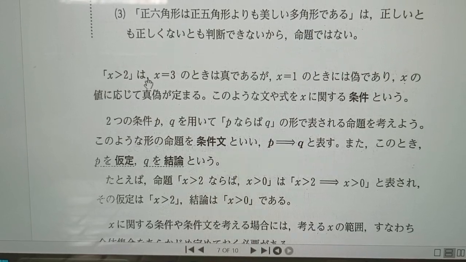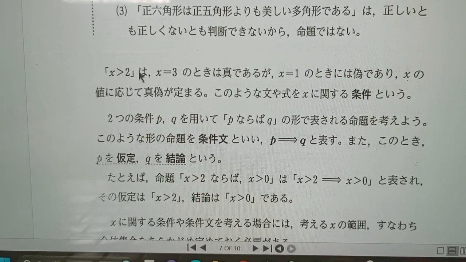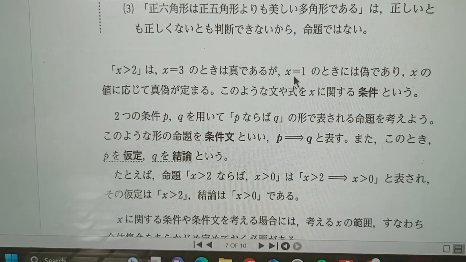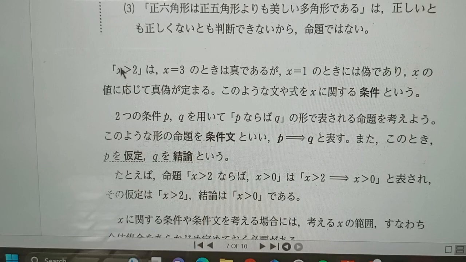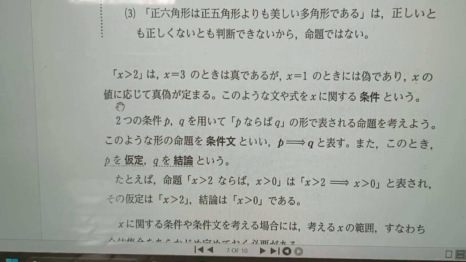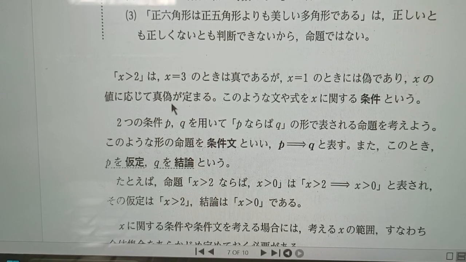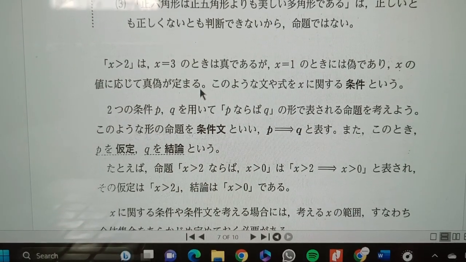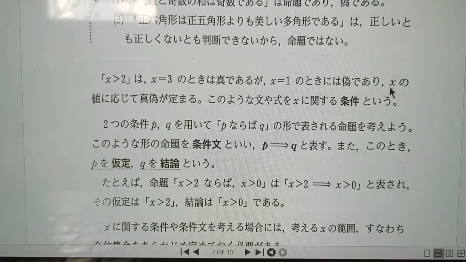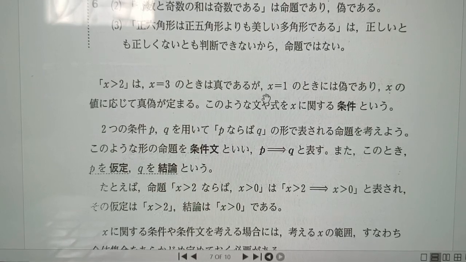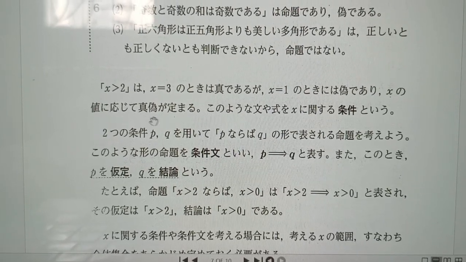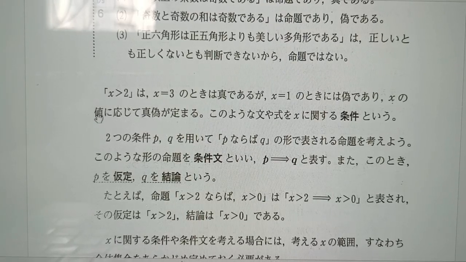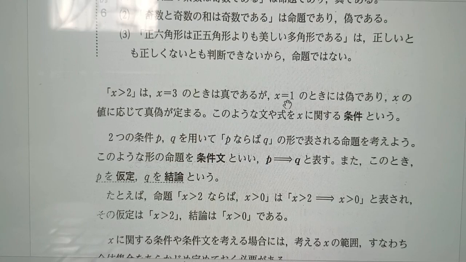Okay, x is bigger than 2. Wa x equal 3. The answer for x bigger than 2 is 3. Notoki shin de aru ga x equal 1. Notoki wa gi de ari. When x is 1, it is wrong because we need x to be bigger than 2. x の値に応じて真偽が定まる。Okay? So whether it's correct or not depends on the value of x. The value of x is determining whether it is correct or wrong. When x is 3, it is correct. But when x is 1, it is not correct.